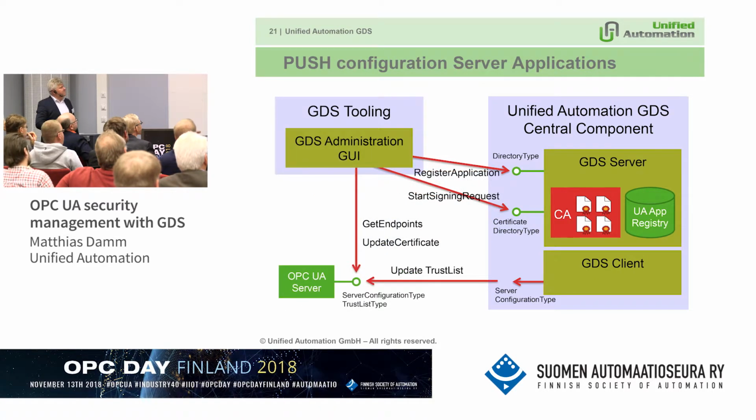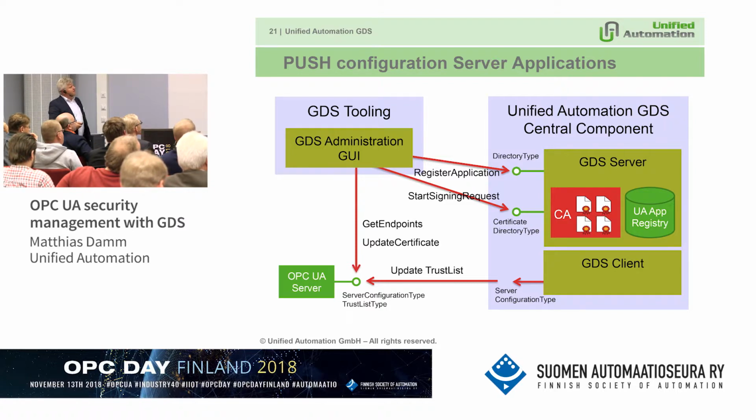Then for the servers that have the push model, we can use the standard administrative user interface to get the information from the server, to register the application with the GDS, to start a signing request, and then push the certificate updates down to the server. So that's the initial step.